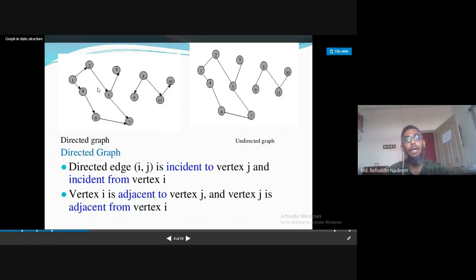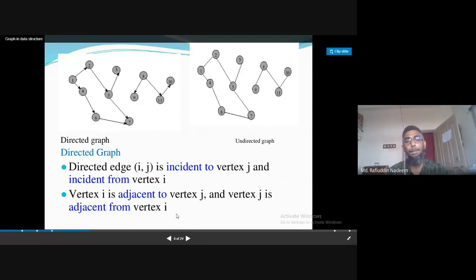Likewise, you can mention the other directed edges here. Like vertex i is adjacent to vertex j, as mentioned earlier, and vertex 2 is adjacent from vertex 1 here. So if I take this edge 1 to 2, I can say that 1 is adjacent to 2 and 2 is adjacent from 1. Likewise, I can say 1 is adjacent to 4 and 4 is adjacent from 1. So in general, we can say that vertex i is adjacent to vertex j and vertex j is adjacent from vertex i.